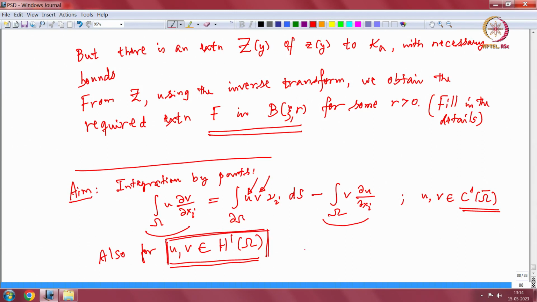and that leads us to the notion of trace. Okay, so once we develop that notion of trace, so that's essentially defining u and v in appropriate way on the domain on the boundary del omega, and that will do the job. Okay, so that we will take up in the next class. Thank you.